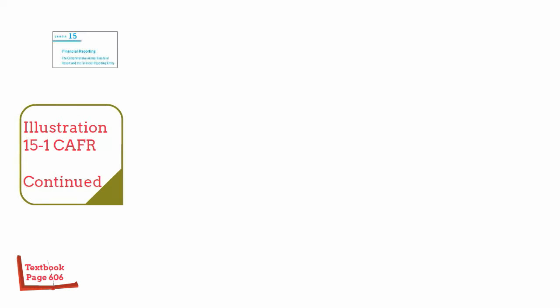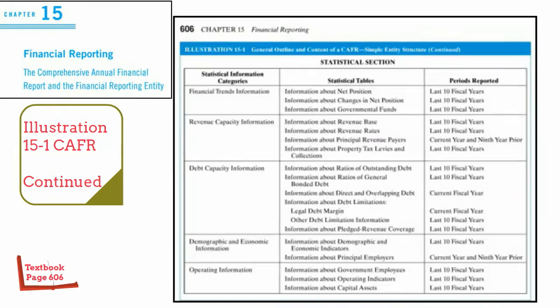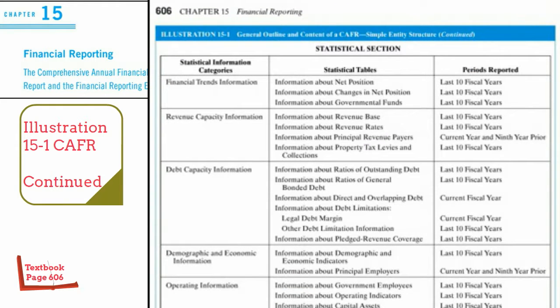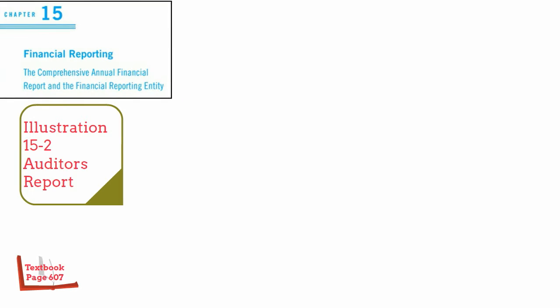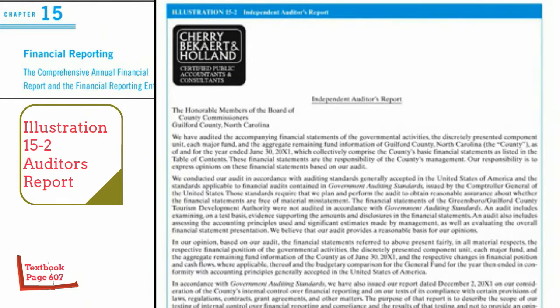Chapter 15, page 606. This is known as the statistical section of the CAFR. This is a little unique to governments. Chapter 15, page 607, we now dive into the auditor's report, similar to private sector company reports, but a little unique in the wording for government agencies.